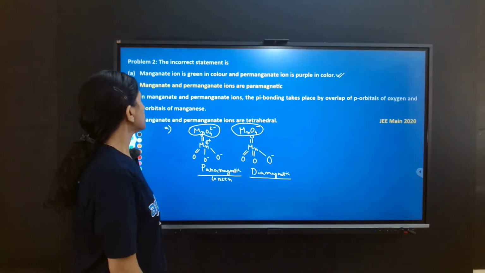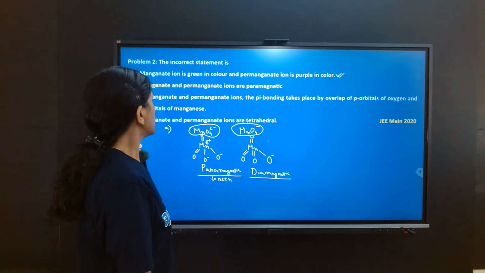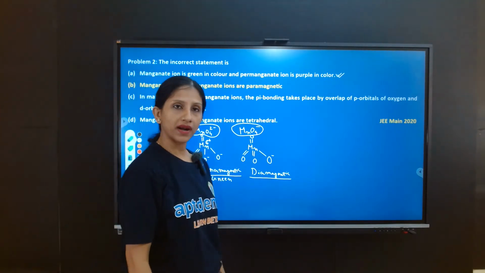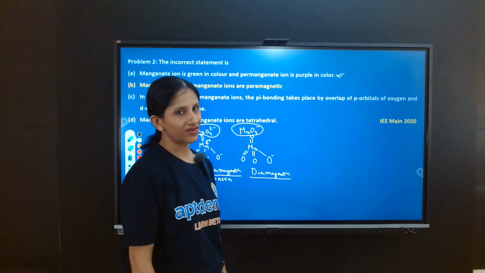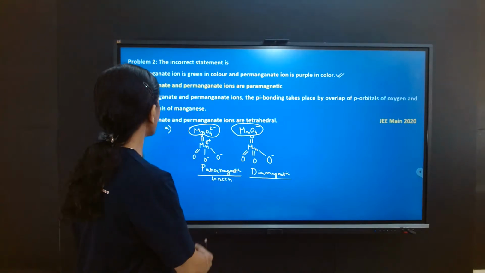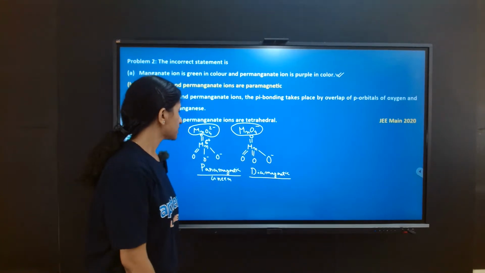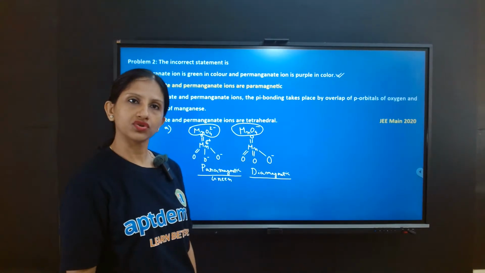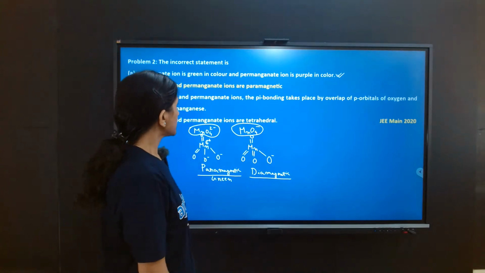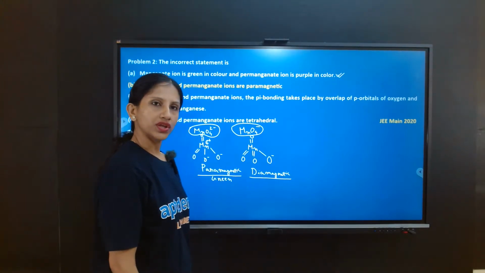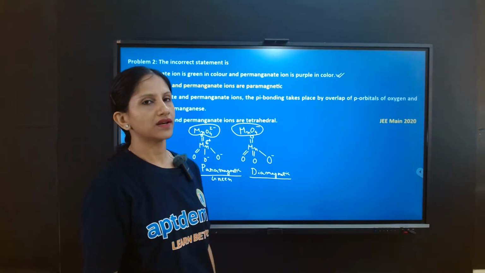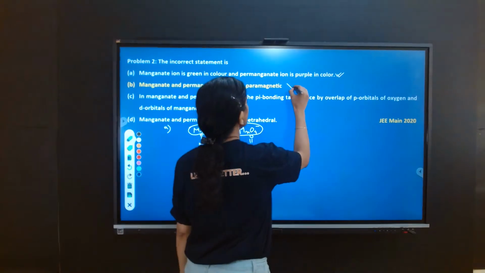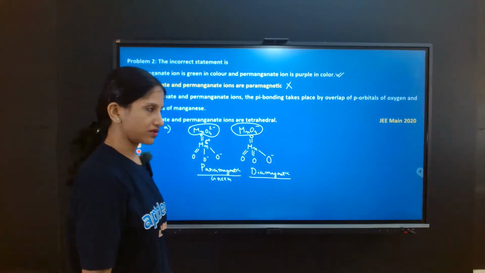Now, statement B says that manganate and permanganate ions are paramagnetic, which is not correct. We have already seen that the manganate ion has unpaired electrons, so it shows paramagnetism, but the permanganate ion shows diamagnetism because it does not have any unpaired electrons. So statement B is incorrect.